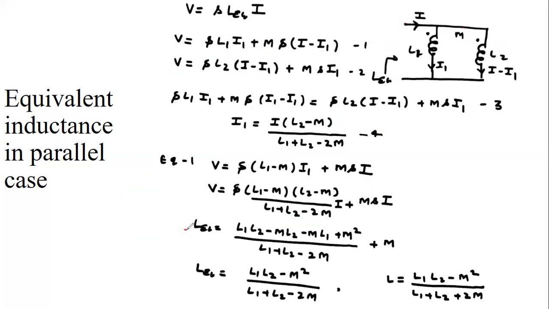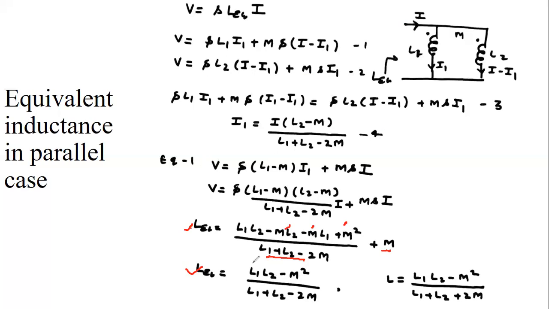So the L equivalent of the circuit becomes, just leaving all the terms and multiplying, L1 L2 minus ML2 minus ML1 plus M square, divided by this term, plus M. Rewriting this equation, the L equivalent of the circuit becomes (L1 L2 minus M square) upon (L1 plus L2 minus 2M).